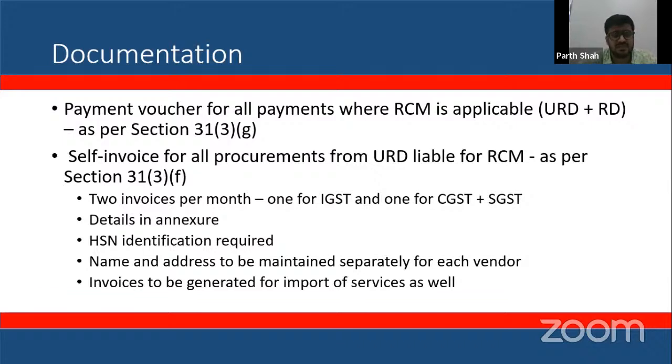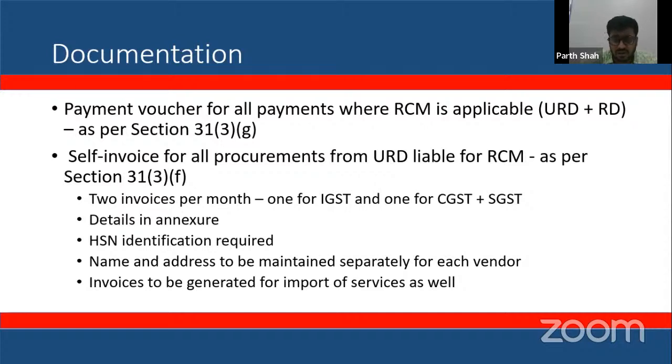The second aspect is self invoicing. For any procurement from an unregistered person which is liable for RCM, for example legal services, if the lawyer is not registered under GST, you as a business entity receive such services and you pay tax. The government expects you to generate a self invoice for such procurements, and on the basis of such self invoice, as per section 31(3)(f) read with rule 36, you can claim credit in your GSTR3B.